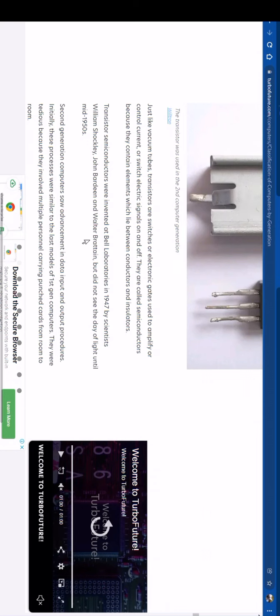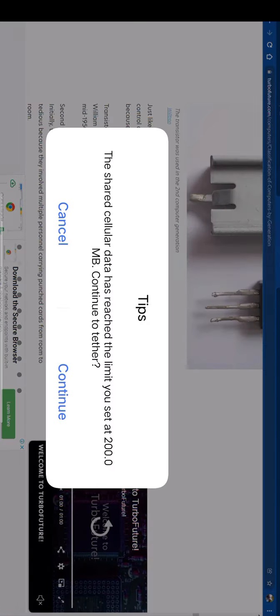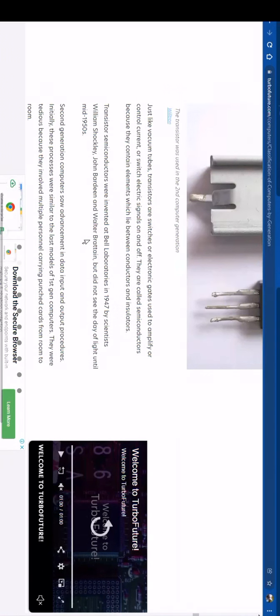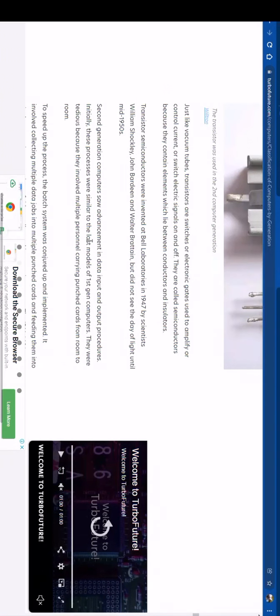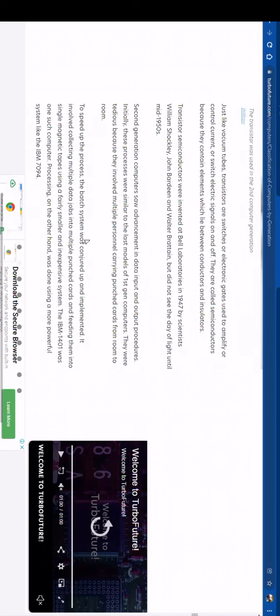Okay, so transistors, semiconductors were invented at Bell Laboratories in 1947 by scientists William Shockley, Bardeen and Brattain. These three scientists got the Nobel Prize at that time for the invention of the transistor, for their achievement.